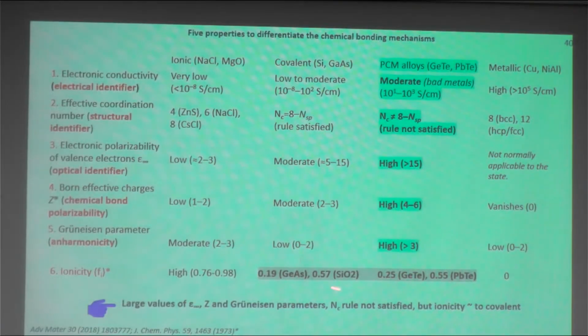For germanium telluride, it's 0.2. Silicon dioxide is also in this range. So what we can see is that we have large values of electronic polarizability, chemical polarizability, Grüneisen parameters, a structural identifier that's not satisfied, but ionicity similar to the covalently bonded material. But overall, you see here that there is a huge difference between ionic, covalent bonding and metallic bonding.